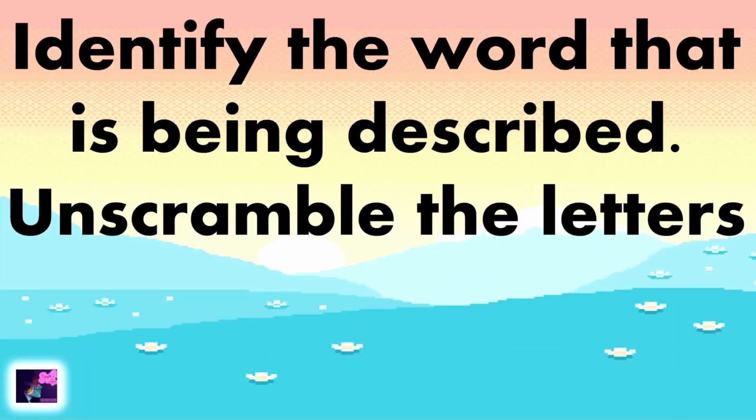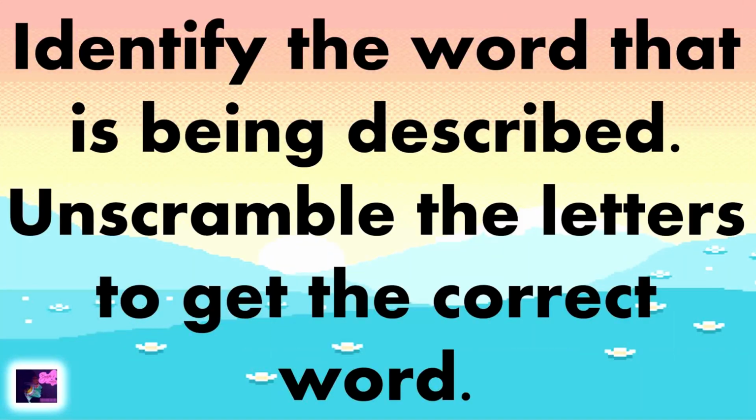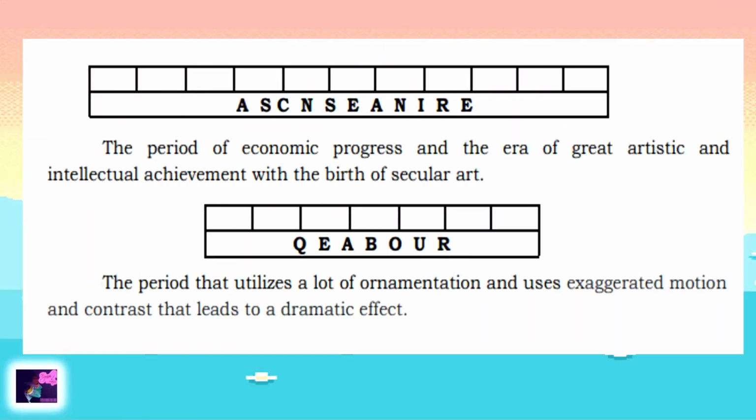Let's start with the learning task. For our learning task, you are to identify the word that is being described and scramble the letters to get the correct word. So here are our scrambled words. The first one is described as the period of economic progress in the era of great artistic and intellectual achievements with the birth of secular art. The second word is described as the period that utilizes a lot of ornamentation and uses exaggerated motions and contrast that leads to a dramatic effect.